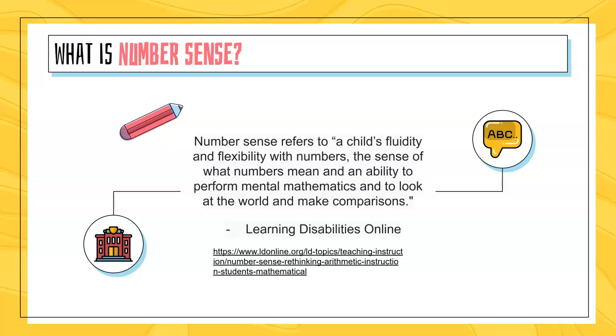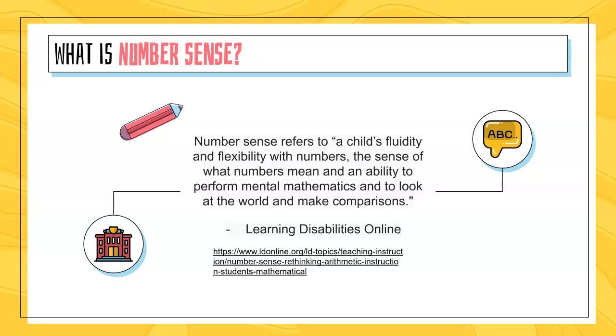So what is number sense? This is a definition of number sense from Learning Disabilities Online. This website is a great resource for students and parents who have students with learning disabilities, and it gives a lot of research into techniques and practices that are good to support them. One of the things they talk about is number sense, and the definition they give is that number sense refers to a child's fluidity and flexibility with numbers, the sense of what numbers mean, and an ability to perform mental mathematics and look at the world and make comparisons.